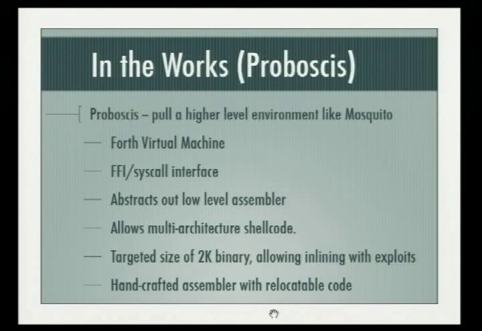Another thing we're looking at is in the works is Proboscis, which is the feeder tube of a mosquito. Its only job is to pull in a higher level environment like Mosquito. We're thinking about making it a Forth virtual machine with an FFI Syscall interface, and it abstracts out the low-level assembler, and it allows multi-architecture shellcode because Forth is very close to assembler. It's closer than C is, but it's still a pretty nice language to develop in. So we have a targeted binary size of 2K binary, allowing inlining with exploits. And we have handcrafted assembler with relocatable code, so you can use it in any exploit.